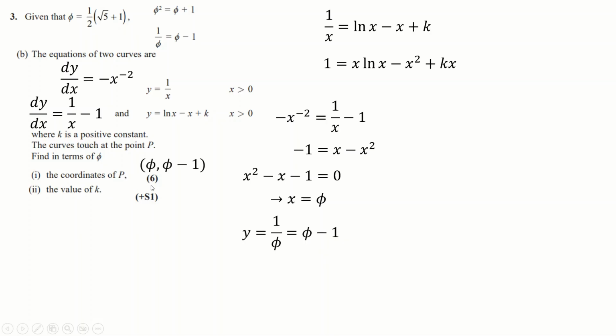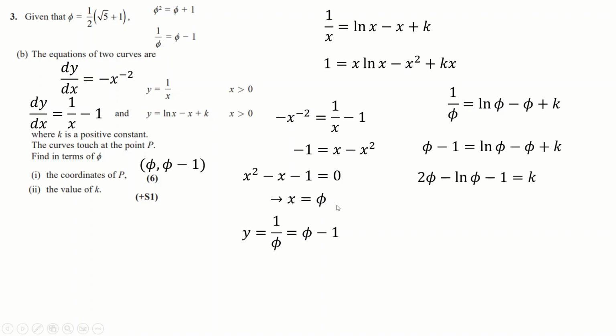The value of k, well, we know the coordinates now. X is phi, y is phi minus 1. Just put those into there, and we'll find the value of k in terms of phi. And it's that. And we have question 3 done as well. So excellent, making good progress here.